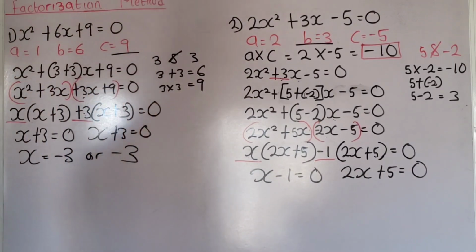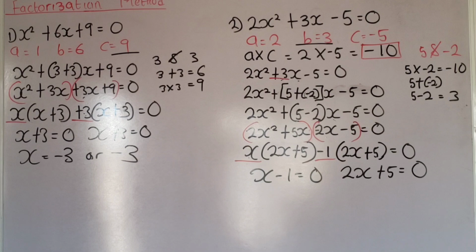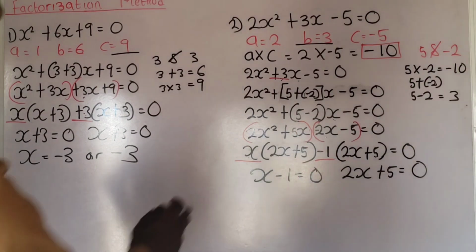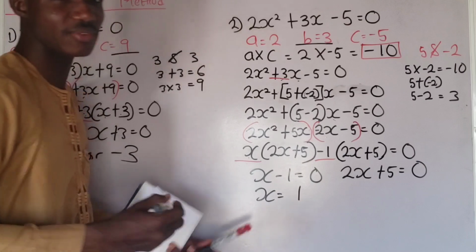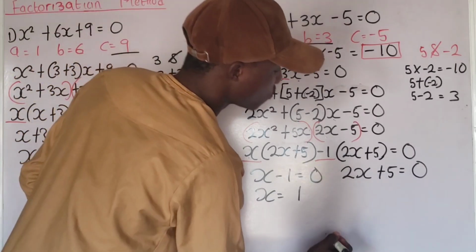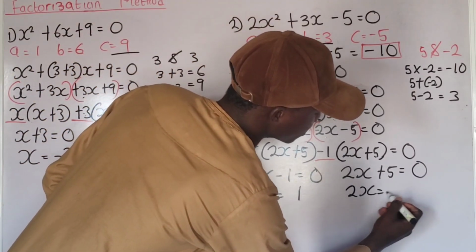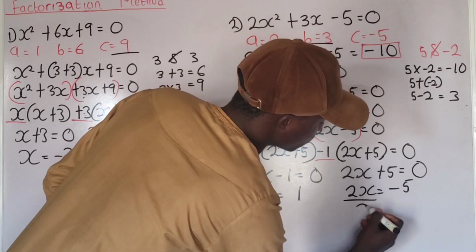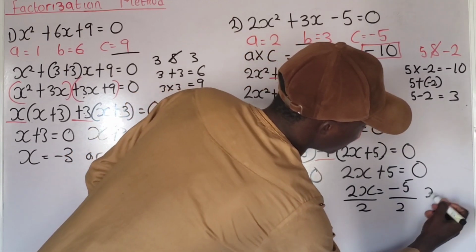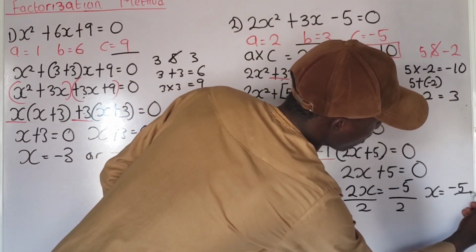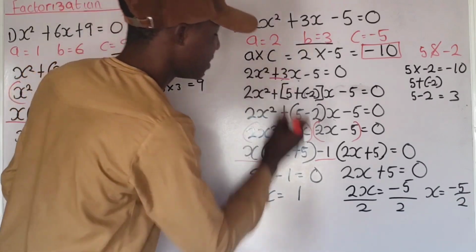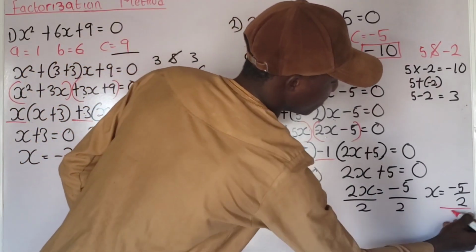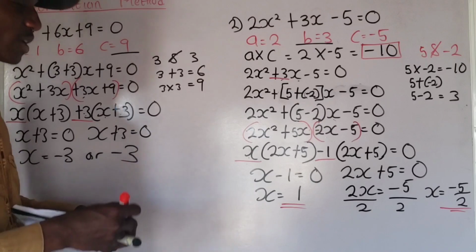From this point, we can find the value of x. All you have to do is that for the first equation here, I'm going to have x equals to what? 1. That is the value of x here. And for the second equation, we're going to have 2x equals to what? Negative 5. Divide both by 2. X is equals to what? Negative 5 all over 2. You understand? So the value of x that satisfies the quadratic equation is what? 1 and negative 5 over 2.